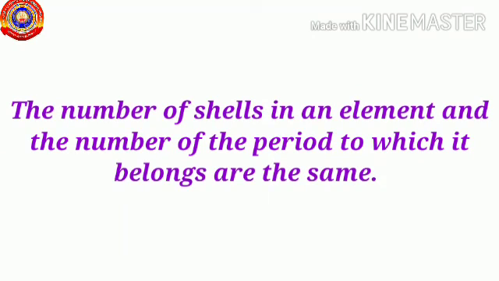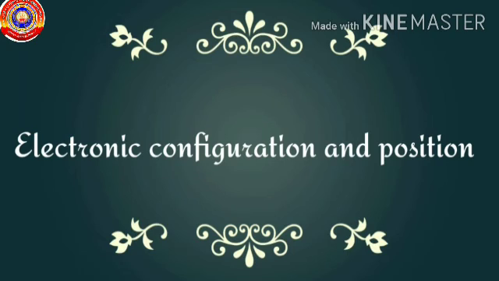So, children, how will you find the period number? You know that the number of shells in an element and the number of the period to which it belongs are the same. So, in order to find the period number, we have to find the number of shells present in the electronic configuration of an element. Is that clear? In this video, we discussed the electronic configuration and position of elements in the periodic table. So, it's very important to remember all these points.